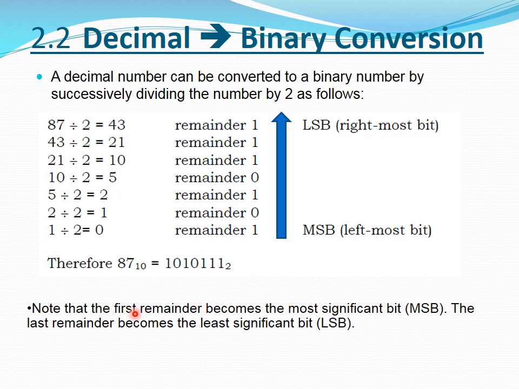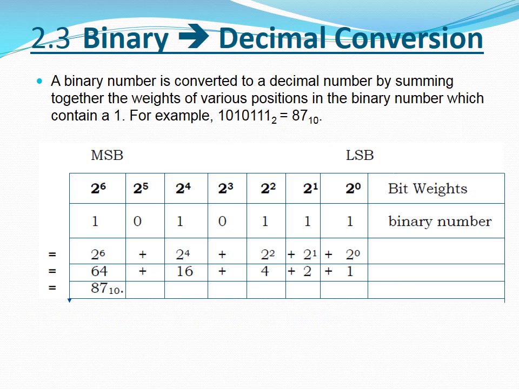Note, the first remainder becomes the most significant bit, MSB. The last remainder becomes the least significant bit. Therefore, binary to decimal conversions.